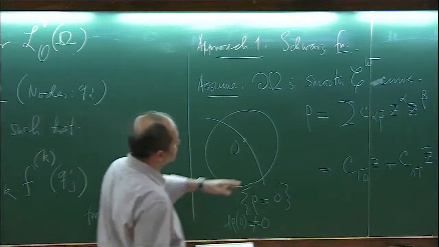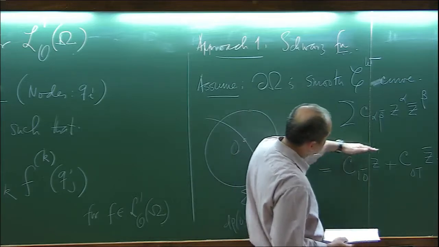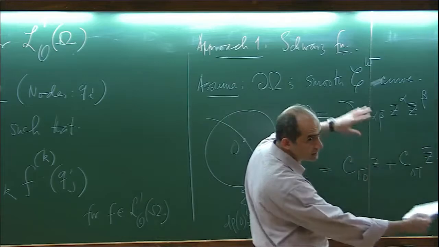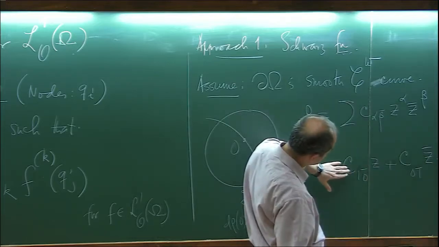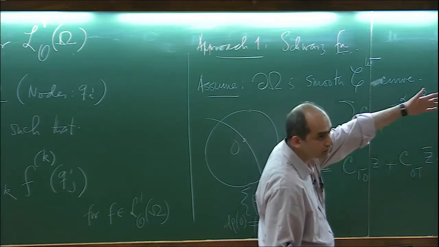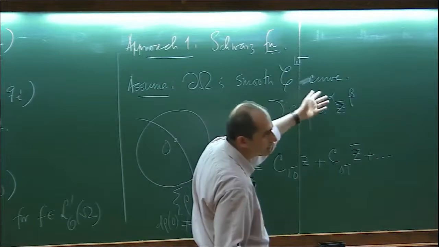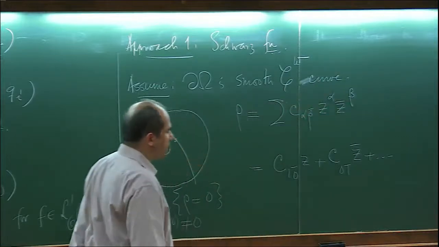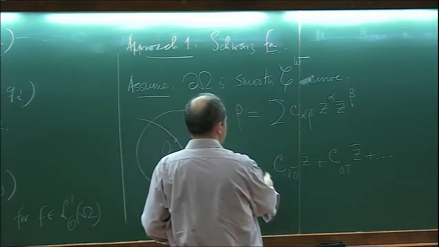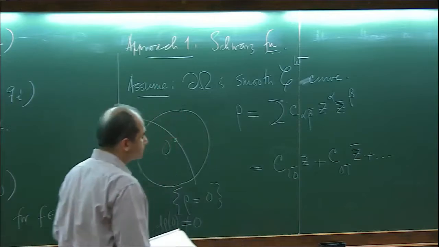And because rho is a real valued function, it's equal to its conjugate. If I take the conjugate of each of these terms, and if I equate rho and rho bar as power series, I get conditions that say that c_10 bar is c_01 and so on and so forth. So in general, the conjugate of c_alpha beta will be c_beta alpha or something like that. Anyway, the moral here is that these coefficients are non-vanishing and that they are conjugates of each other.